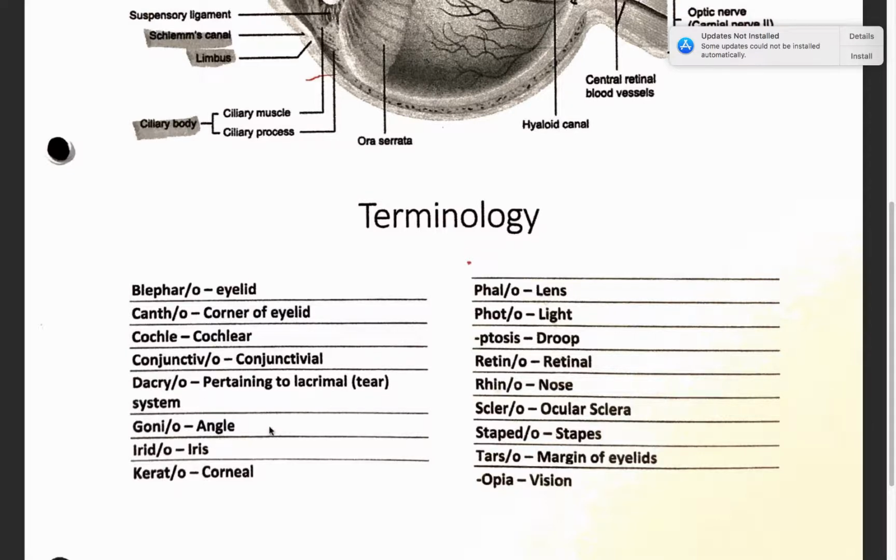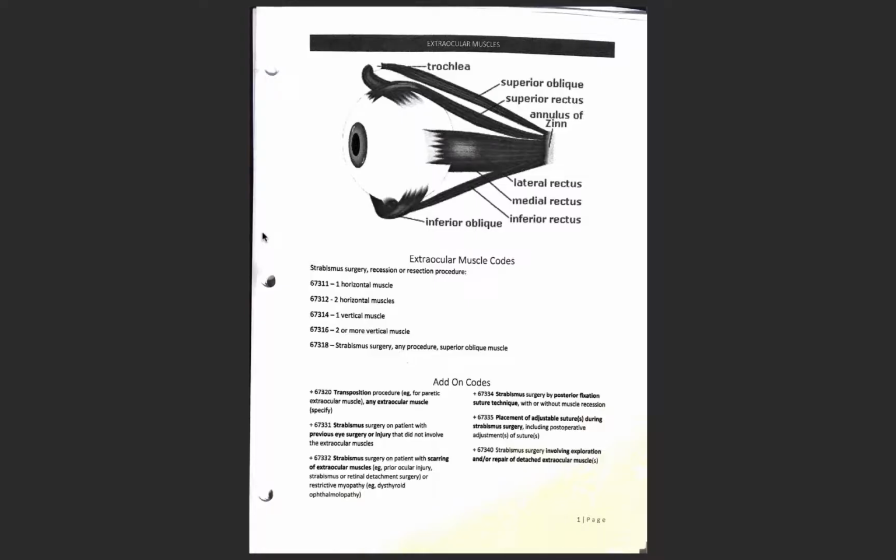Kerat means cornea. Phac means lens. Photo means light. Ptosis means droop. Retino means retinal. Rhino means nose. Sclera means ocular sclera. Staped means stapes. Tarso means margin of eyelids. And opia means vision. Here's the handout you should have in your study files.